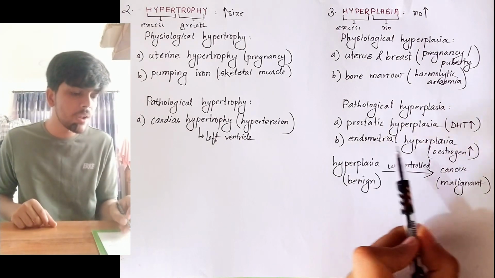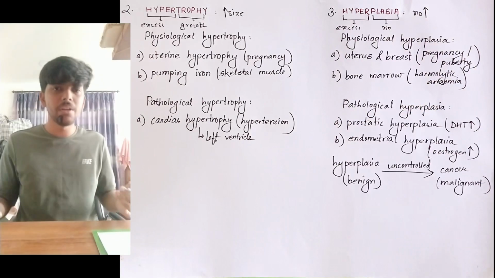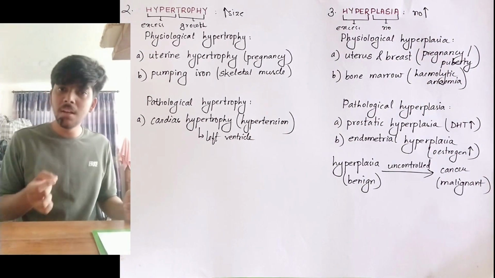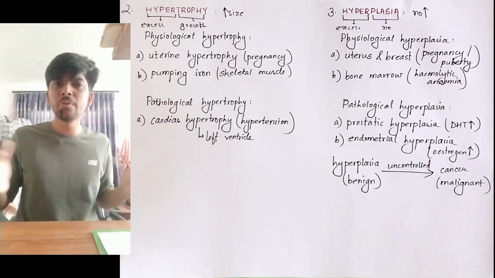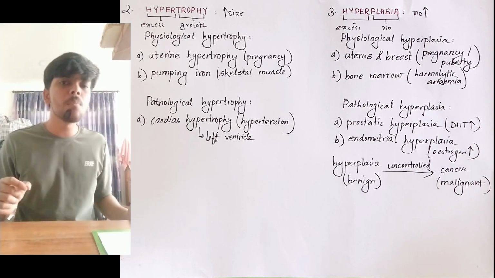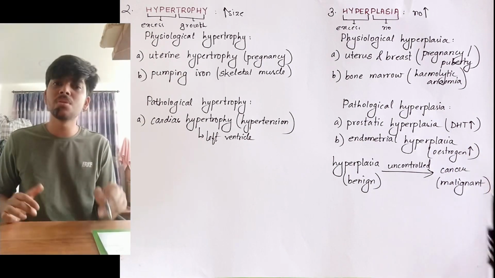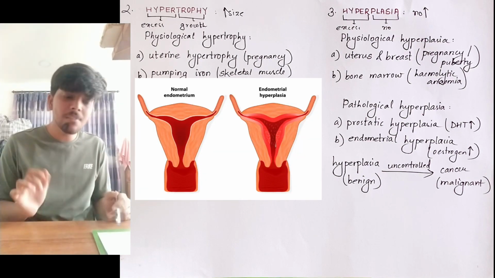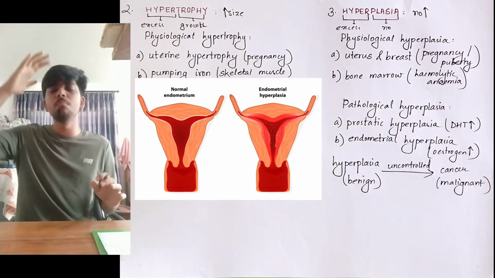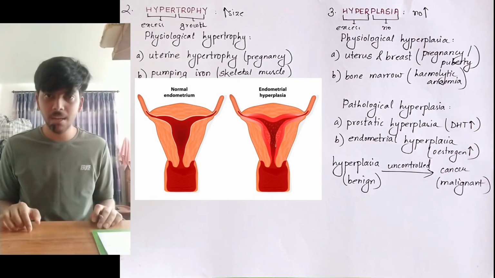Second, endometrial hyperplasia. In normal condition, during physiological condition, the secretion of estrogen leads to the proliferation of endometrial lining. This is your physiological hyperplasia. However, let's suppose due to hormonal imbalance, the secretion of estrogen is much more than normal. As a result, the proliferation of endometrial lining is also much more than normal. This is what we call endometrial hyperplasia.